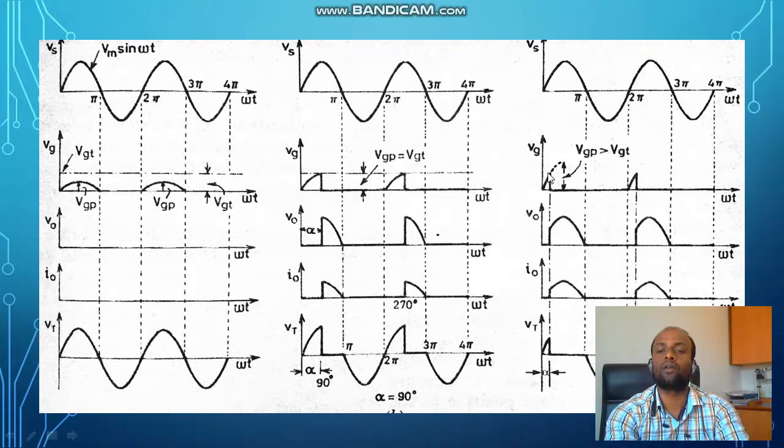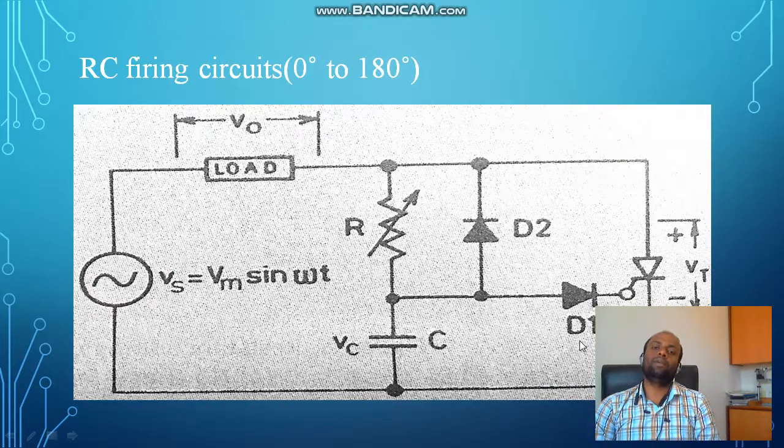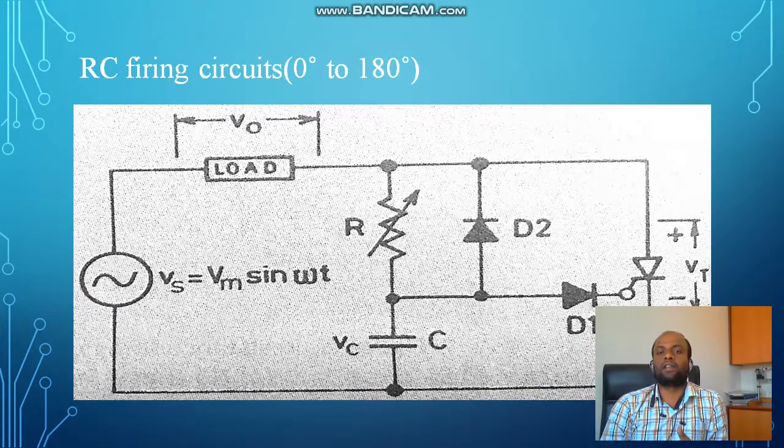If it gets turned on here, then obviously from here you will get output voltage. But anyhow, you can't turn it on above 90 degrees, because as soon as you reach 90 degrees it will get turned on, and your waveform can't be like this. So this is for alpha equal to 90, and this is for alpha less than 90. Now this problem is addressed in the RC firing circuit. This problem is overcome in the RC firing circuit.